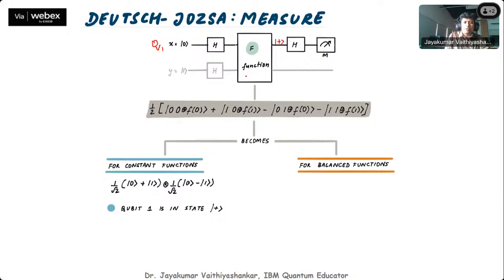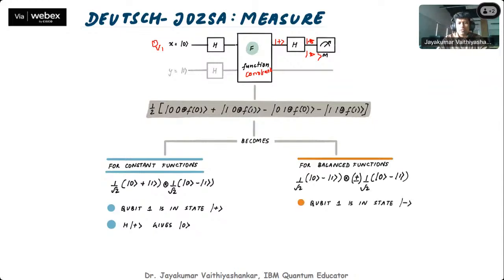Suppose the function is constant, what will it produce? It will produce the positive state in the first qubit after this function. Okay, so if you apply Hadamard to this positive state, it will go to state 0. Imagine this is state 0.